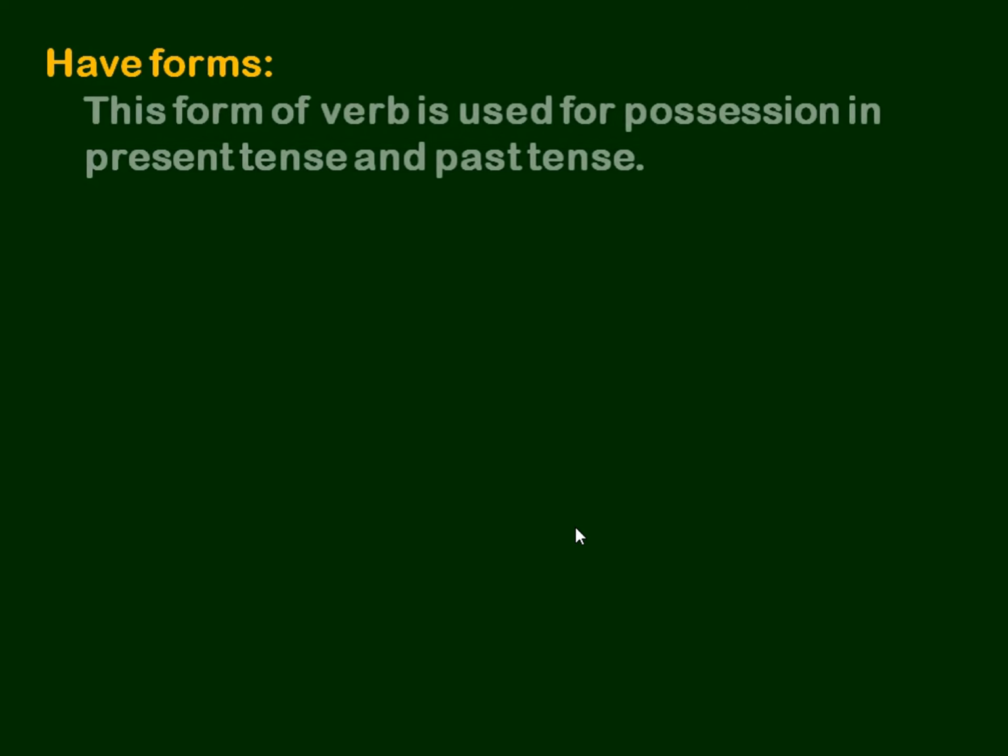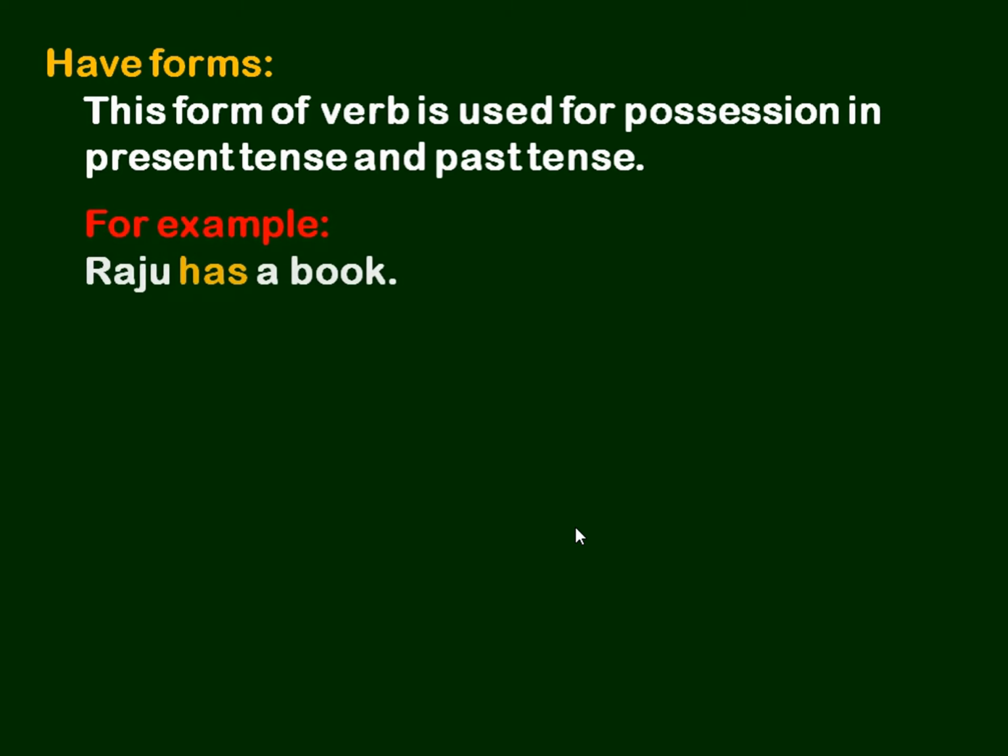So there are have forms. Yes, there are have forms you need to understand. This form of verb is used for possession actually in present tense and in past tense. So let us understand some examples. Raju has a book. This is present possession. And I have 4 copies of projects here.